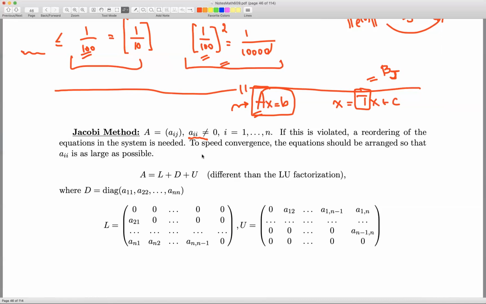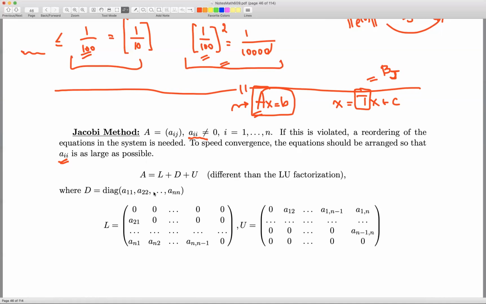And second, if you want to speed up the convergence, which probably you do, the equations should be arranged so that a_ii, the element on the main diagonal, is as large as possible. This is similar to pivoting in Gauss elimination.